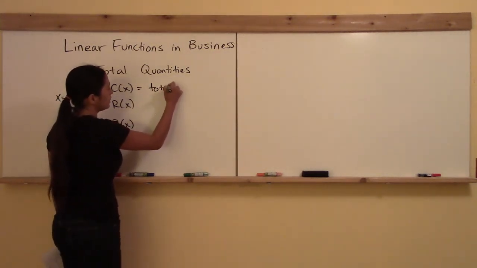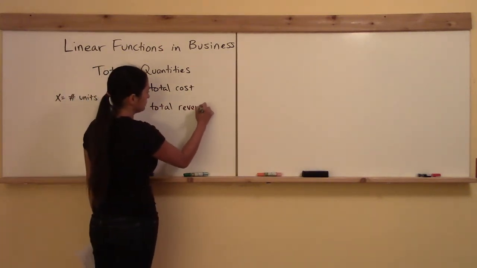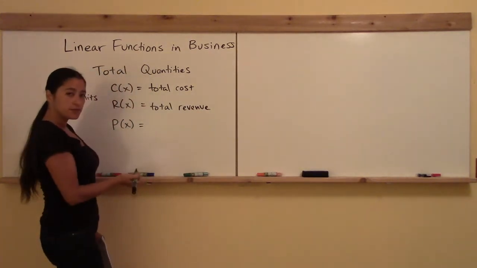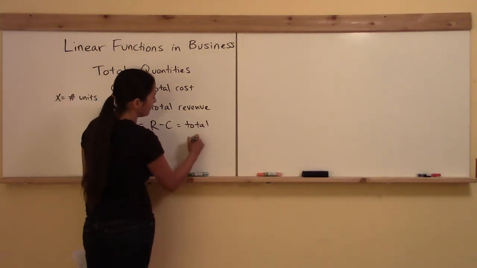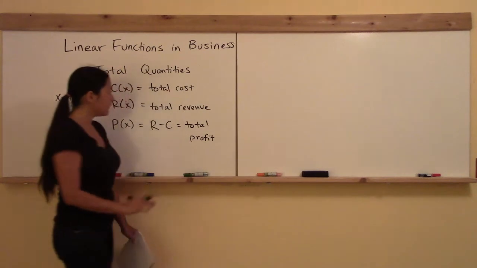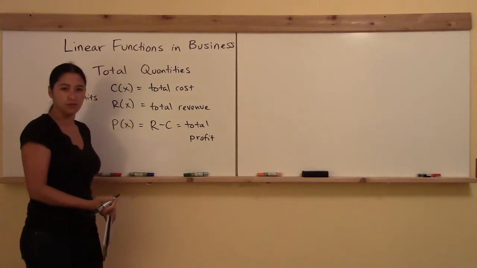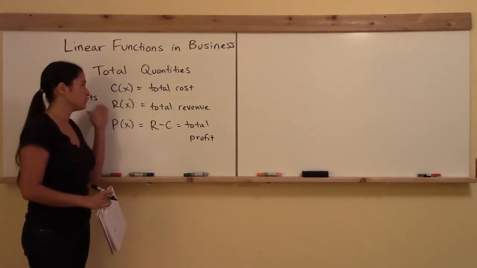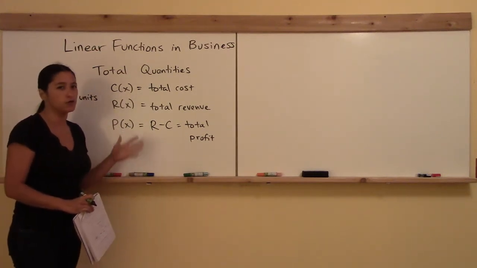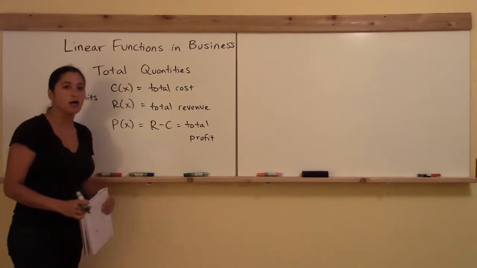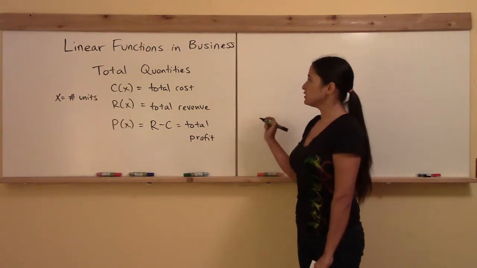C is going to be the total cost. R is going to be our total revenue. And profit, remember profit is defined as the difference of the revenue minus the cost. That's going to be our total profit. And keep in mind that profit can be negative and will be negative when your costs exceed your revenue. Your revenue is not really going to be negative, your costs aren't really going to be negative, but the difference between them can often be negative if you're losing out and you're not making enough revenue to cover your costs.